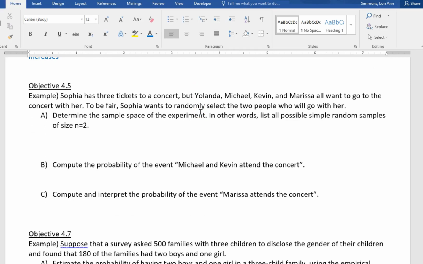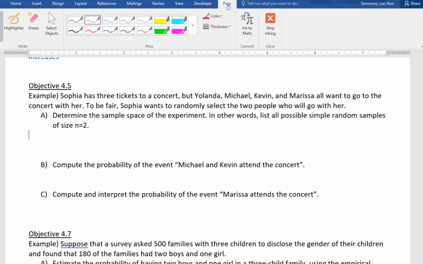So Sophia has 3 tickets to a concert, but Yolanda, Michael, Kevin, and Marissa all want to go to the concert with her. To be fair, Sophia wants to randomly select the 2 people who go with her. Okay, in this instance, order does not matter, right? If we pick Yolanda and Kevin, it doesn't matter if it's Yolanda and Kevin or Kevin and Yolanda. So order does not matter in this example. And I'm just going to label each person a number.